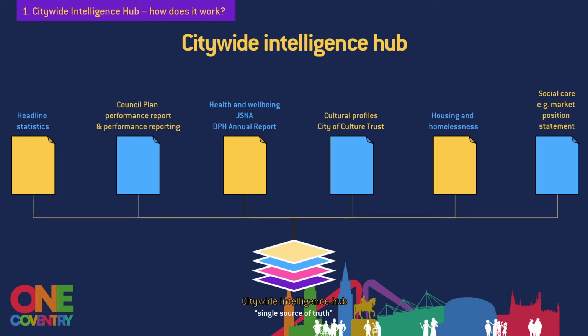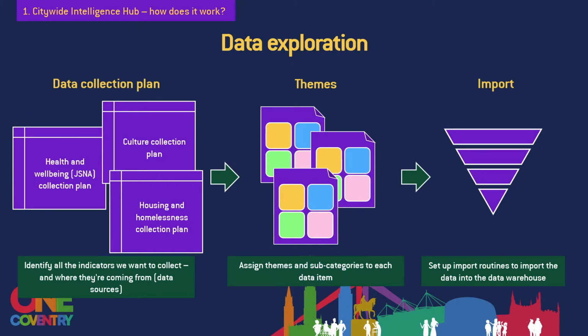The next thing is, how does the Citywide Intelligence Hub actually work? Firstly, we did some data exploration. As an insight team, we went out and collected lots of data about the sort of metrics that we wanted to include in the hub. We came up with a data collection plan for health and well-being. In future, we can do the same for things like culture and housing and homelessness, understand what it is that we need to collect and where it's coming from. We assigned themes to those data sets so that the hub has some way of categorizing them, and then we set up import routines so that they can be put into data tables inside the data warehouse.